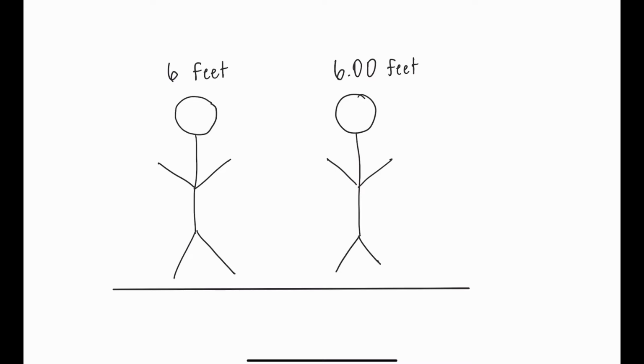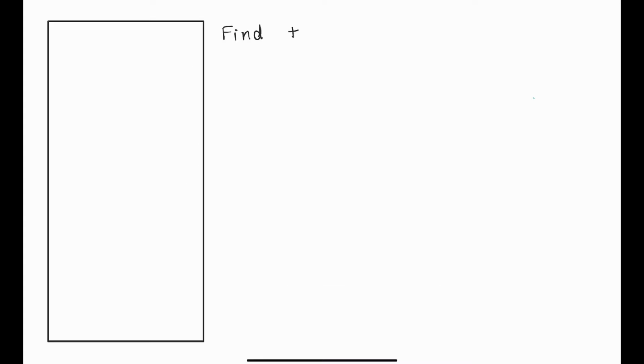When we see 6 feet tall, it's likely around 6 feet, but it was probably rounded up or down and could really be anywhere between 5'11" and 6'1". Hopefully this gives you a little glimpse into why significant figures and precise measurements are so important. Now let's look at how we can find the number of significant figures in a number.